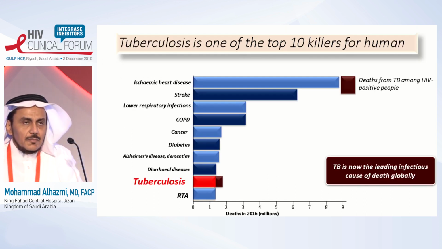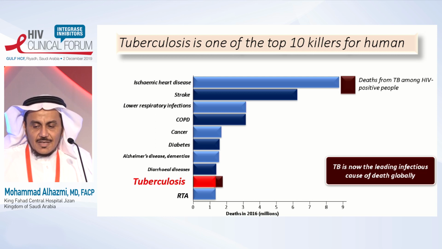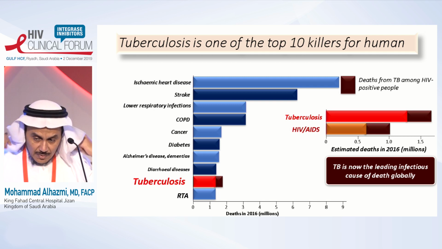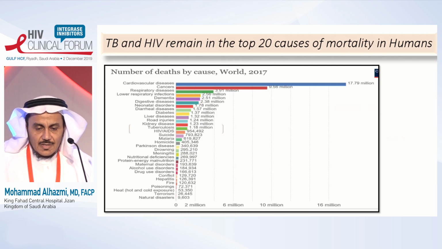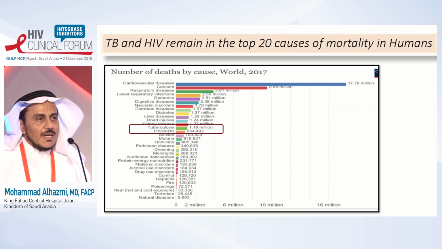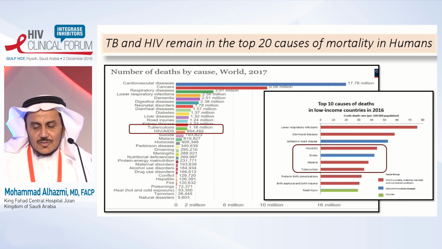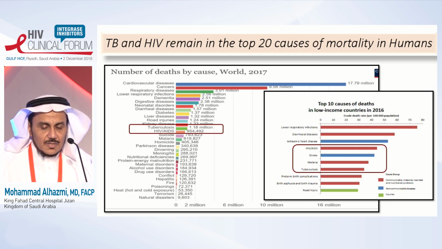TB in 2016 was among the top 10 killers for humans, ranking number 9. And if you look at the combination of the two, there were nearly 500,000 people who lost their life because of TB and HIV. In 2017, there was little improvement, because TB becomes number 13 and HIV is 14. However, in the low-income countries, malaria, tuberculosis, and HIV remain clearly in the top 10 of the diseases that can kill humans.